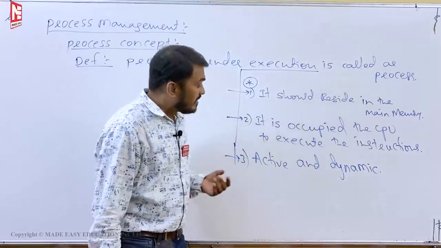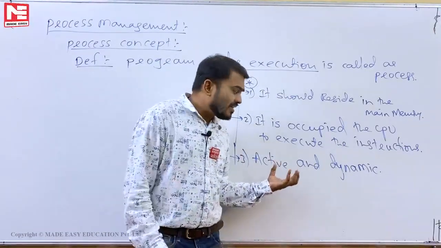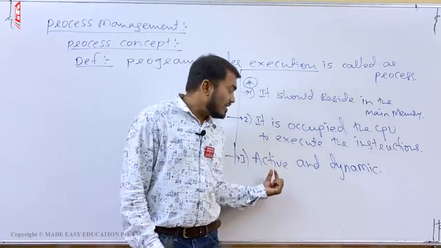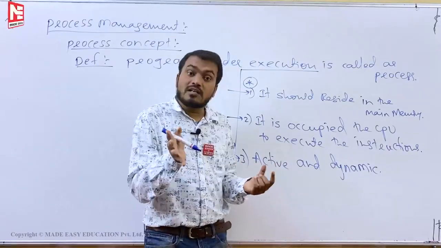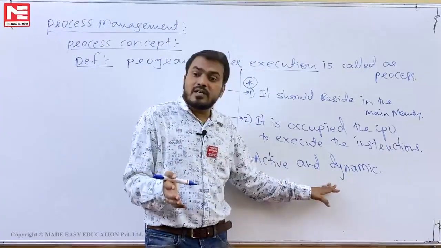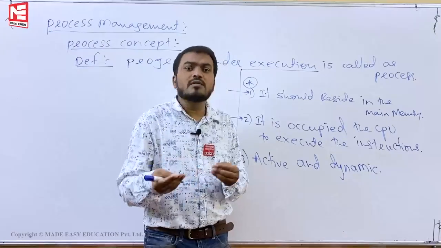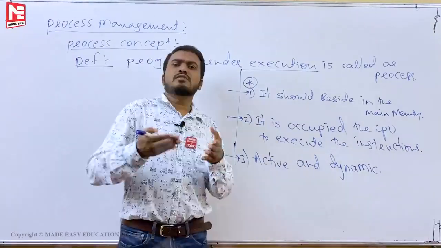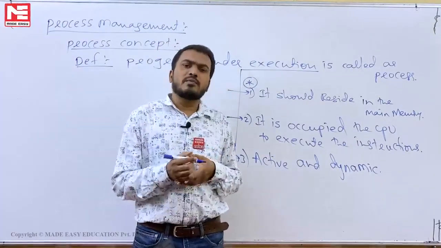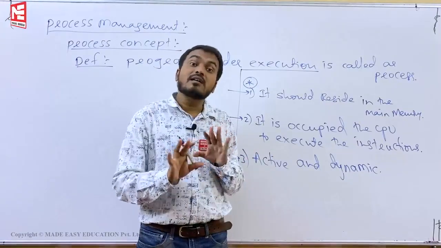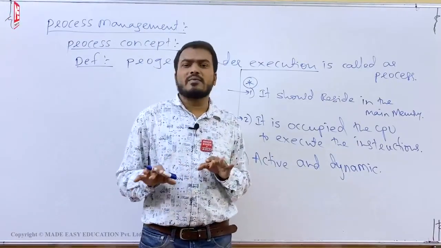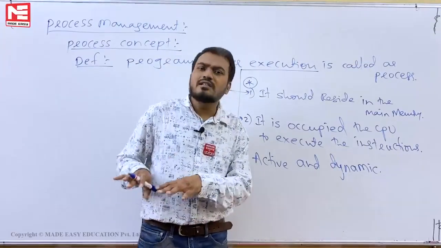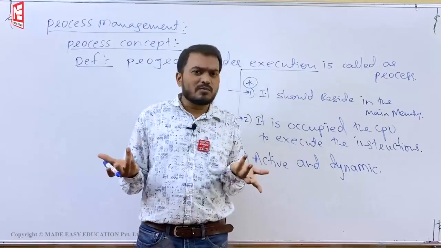And next, it is called what? Active and dynamic. A process is generally termed as active and dynamic. What is the meaning of this? Active means it is active because it is executing instructions on the CPU. It is dynamic because it is taking some input and producing some output. That is the reason it is called active and dynamic. And when it comes to a program, what do you call it? A program is termed as static and passive. Why? Because a program is residing only in secondary memory. And why is it passive? Because it is not taking any input and producing any output.